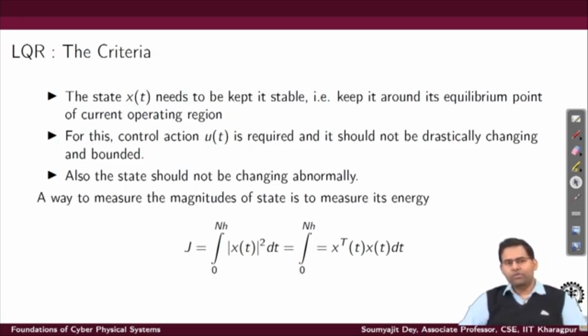for that the state needs to be stable. That means it should be hovering around an equilibrium point, inside the current operating region, so x should not deviate too much. You are operating around an equilibrium of 0. That means the value of x can be a bit above or below 0, so it can be positive and negative both. So I would like to minimize its squared sum, that is the idea.